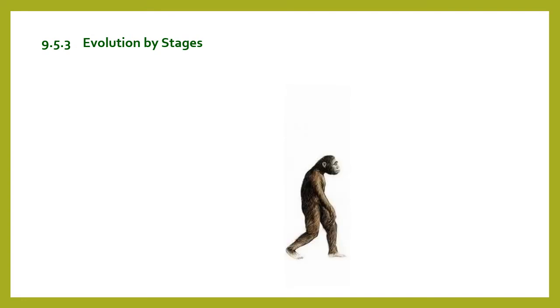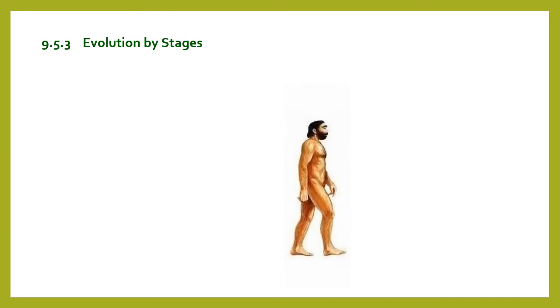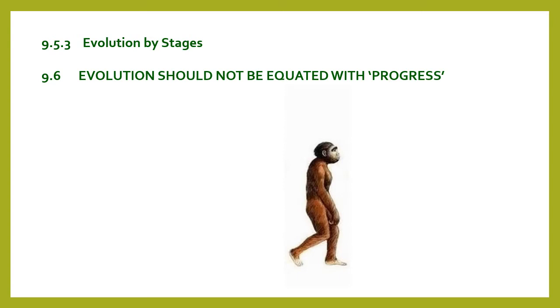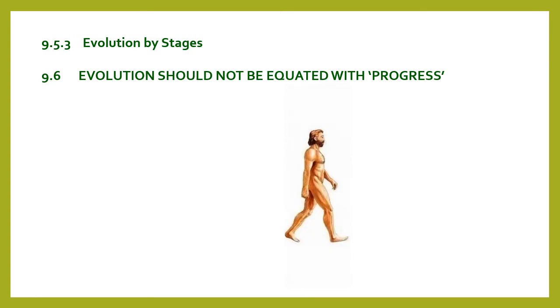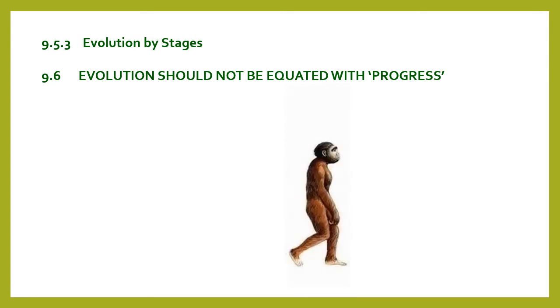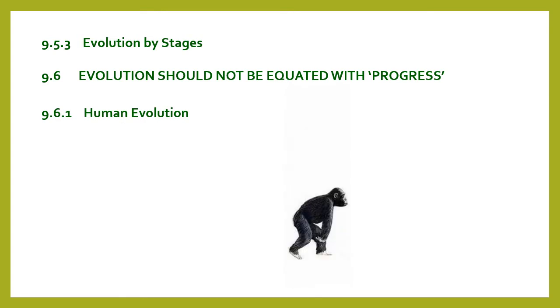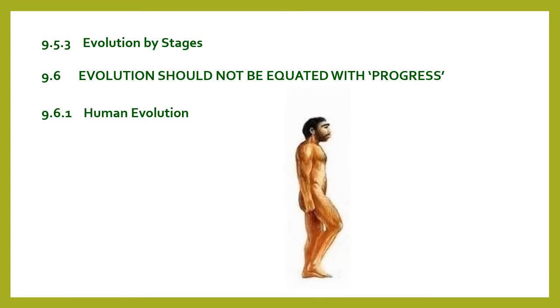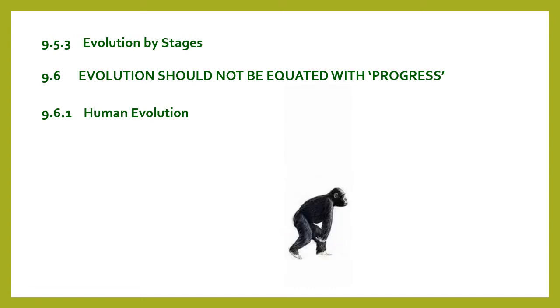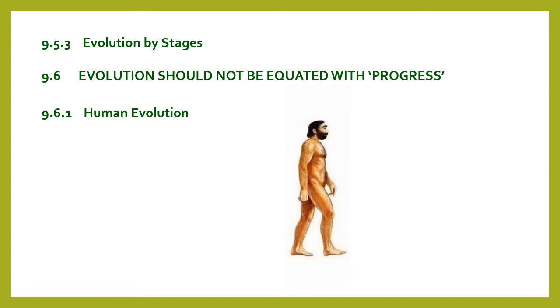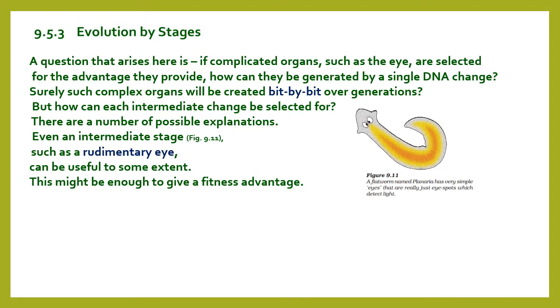What we are going to discuss in this part of the chapter is evolution by stages, and then evolution should not be equated with progress, that is another topic, and the last topic will be human evolution. So let me start with the first topic, that is evolution by stages. Under this topic we'll study how evolution occurs in organisms stage by stage. Okay, so let me start.